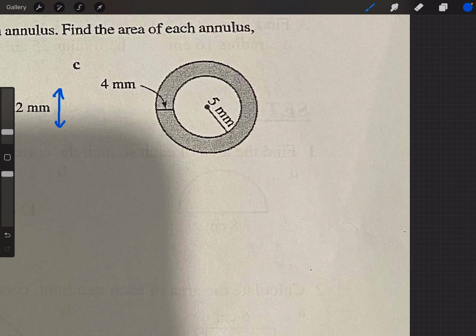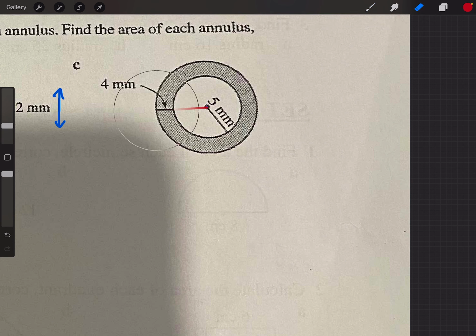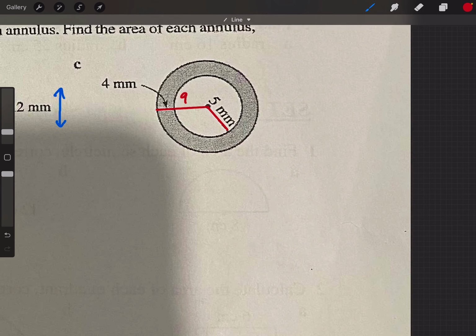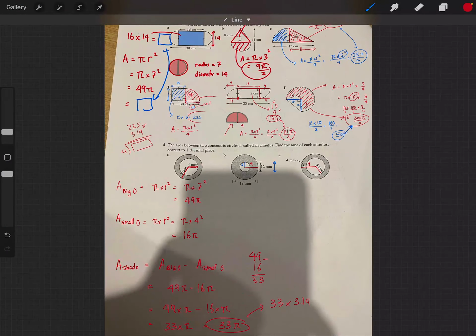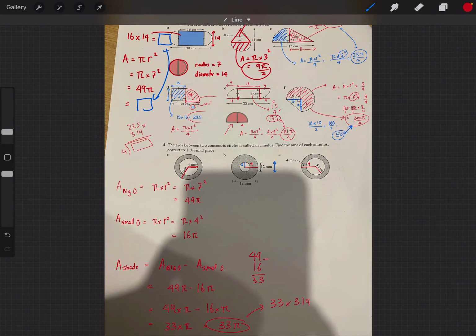Again, here I want to know the radius of the big circle, so let's have a look. The radius of the big circle goes from there all the way to there. Now we know that from here to here is 5, and here to here is 4, so together that makes 9, which means the radius of the big circle is 9 and the radius of the small circle is 5. Okay, you can use that and work it out. Okay, so I hope that makes sense. Hope that helps.